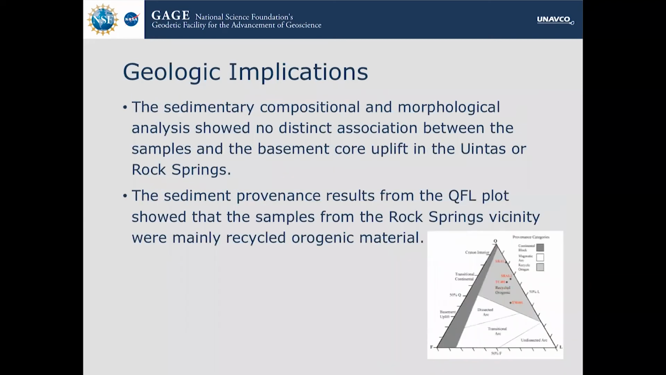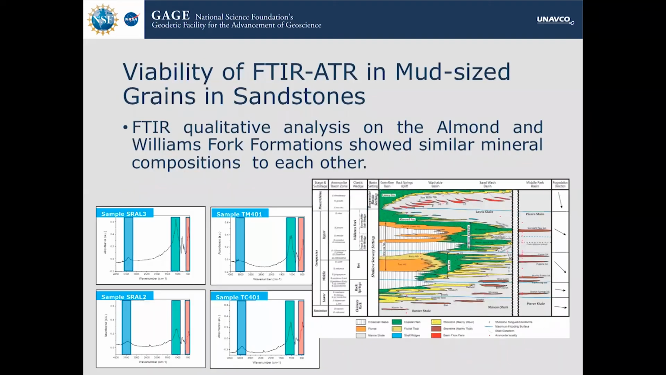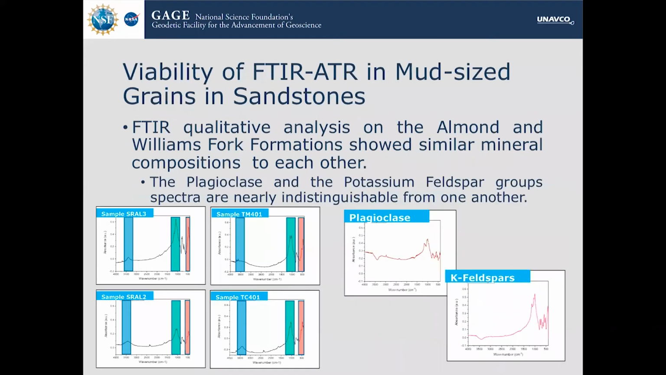The sedimentary compositional and morphological analysis showed no distinct association between the samples and the basement core uplift in the Uintas or Rock Springs, which is very important to mention because, as I said earlier, the standard petrographic analysis did not note the presence of amphiboles or phyllosilicates. The sediment provenance results in the QFL chart show the samples from the Rock Springs vicinity were mainly recycled orogenic material. So the qualitative analysis on the Almond and Williams Fork formation showed similar compositions to one another.